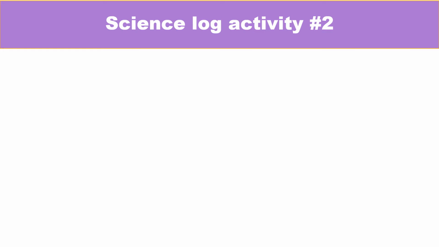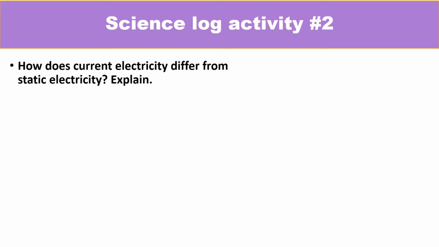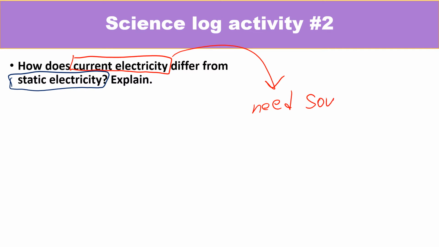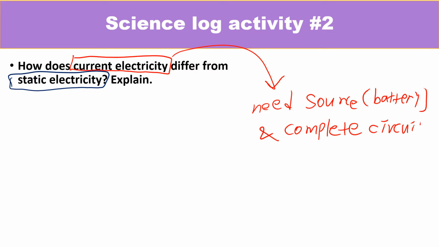So let's go with the second science log question. How does current electricity, which I'm going to write in red, differ from static electricity, which I'm going to write in indigo? The difference is quite distinct actually. Current electricity, first of all, needs a source like a battery and a complete circuit, aka using wire, those kinds of things.